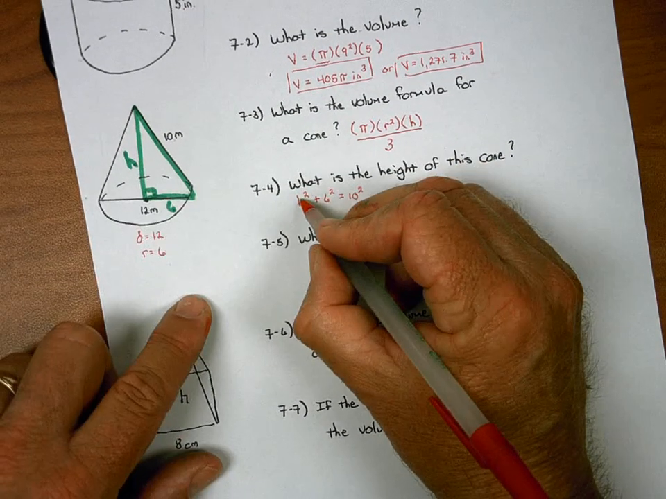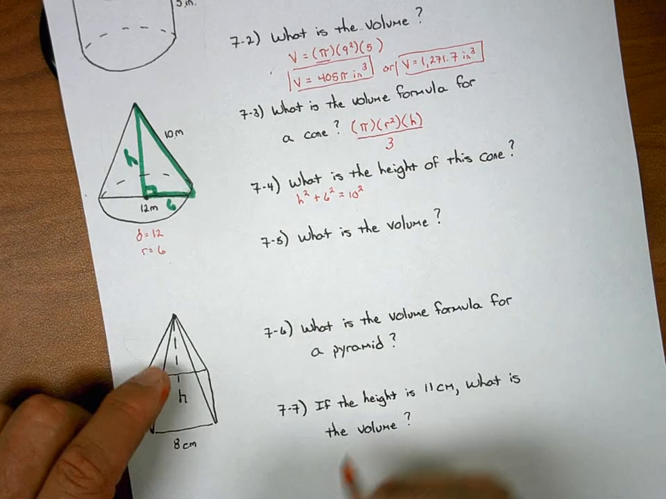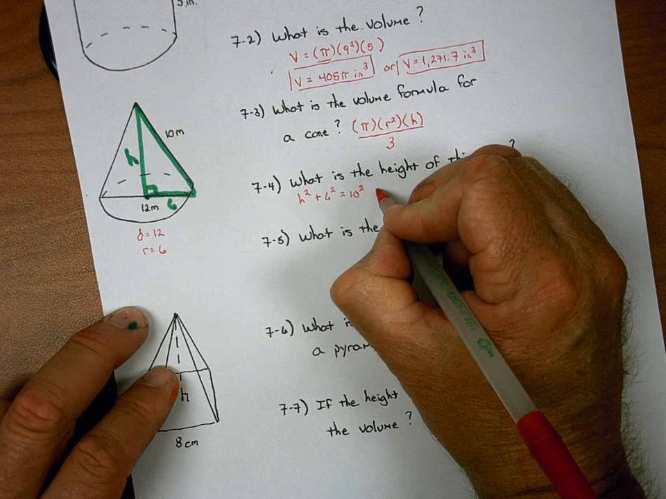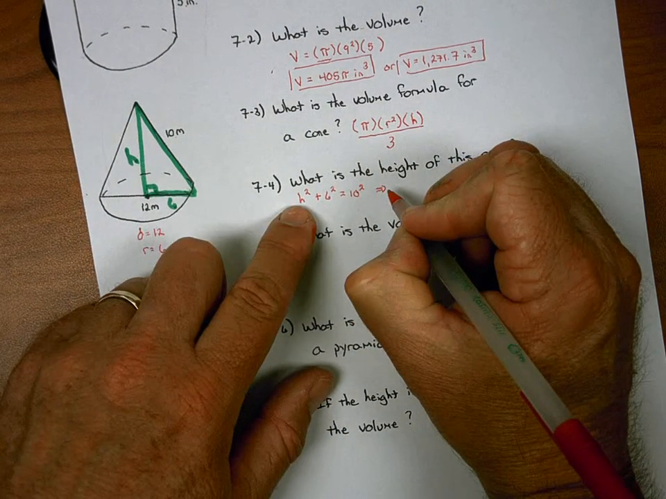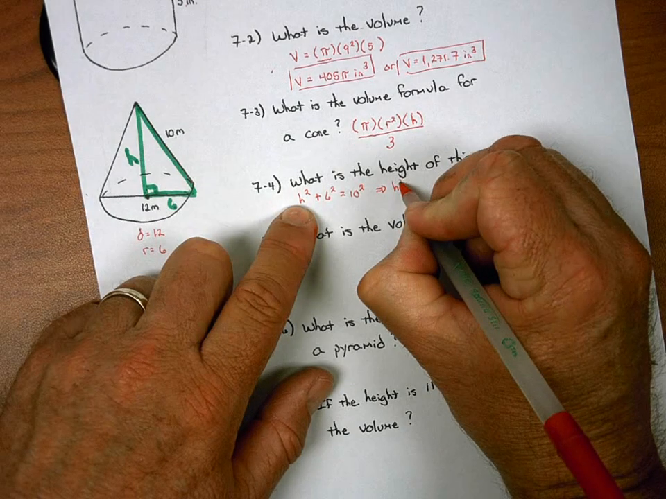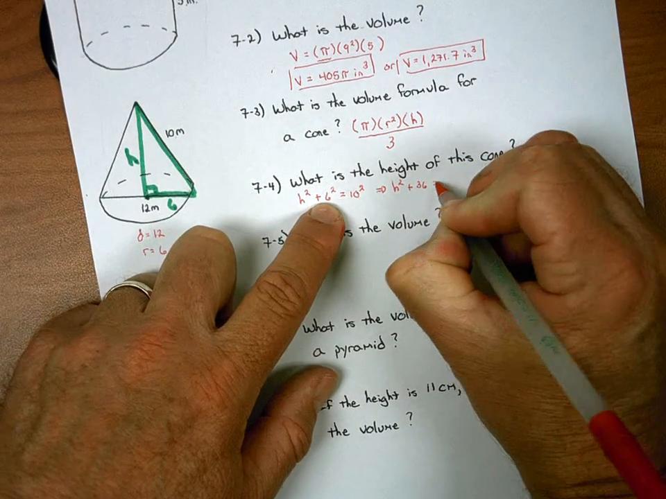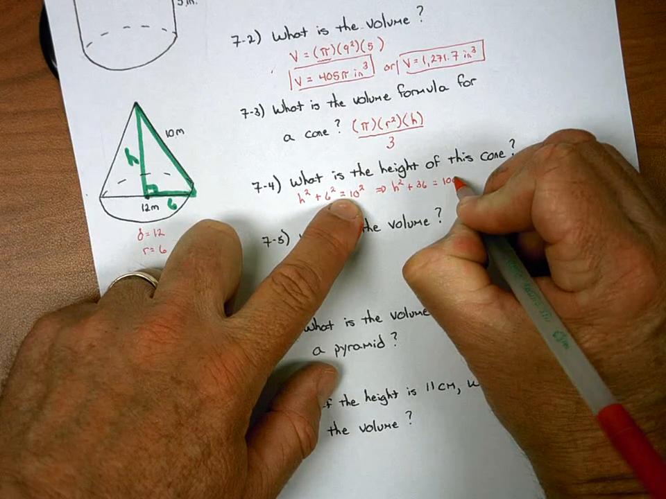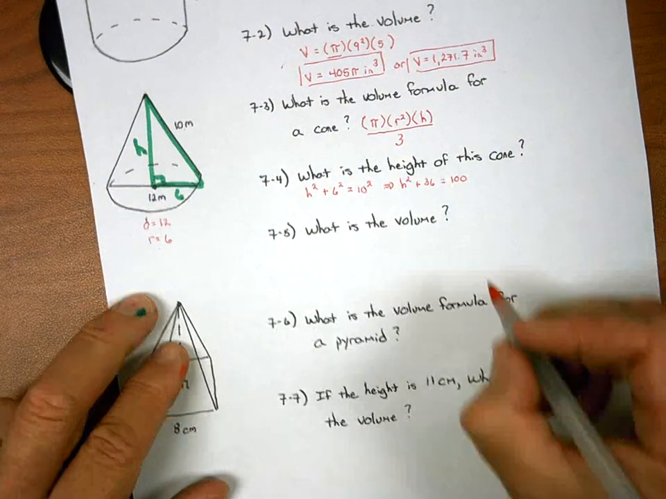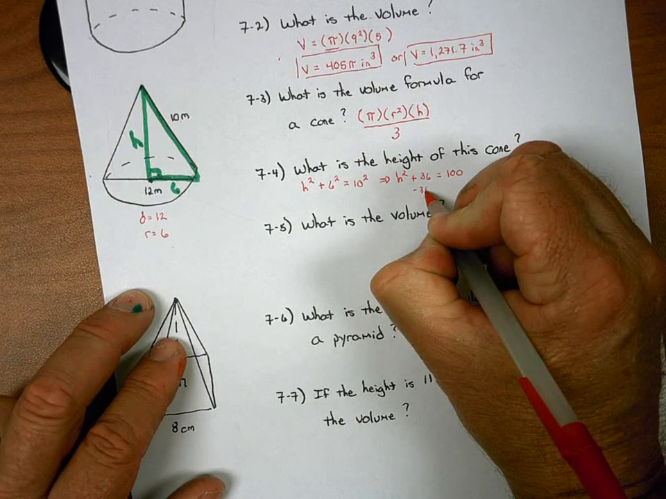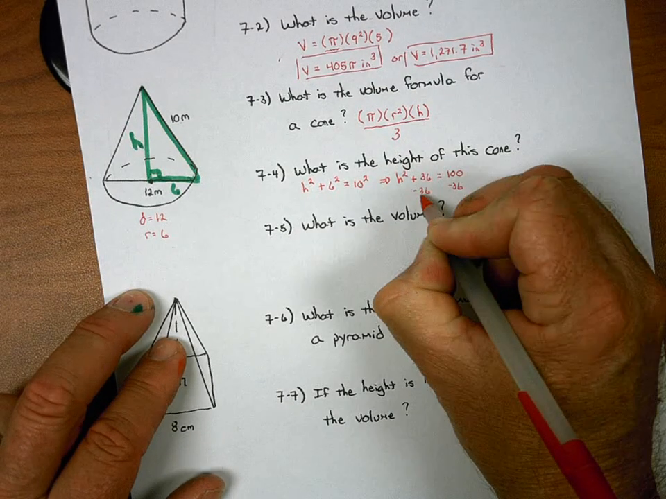So we're using a squared plus b squared equals c squared, that Pythagorean theorem. Working this out, we simplify it. H squared cannot be simplified. Plus 6 squared becomes 36. 10 squared simplifies to 100. Alright, so now I'm going to subtract 36 from each side. Remember, I'm finding the height of my cone.